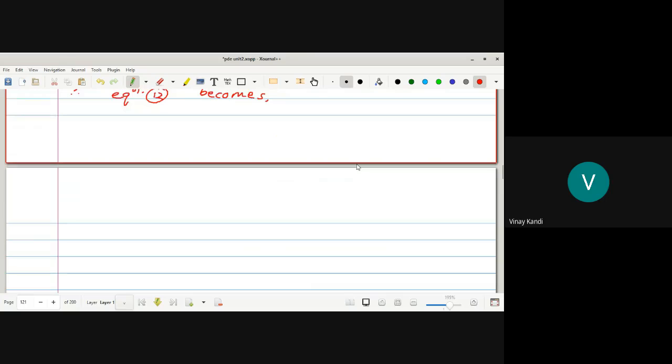Okay, so write down equation 12 becomes, consider the value of 1 upon 2 into the first part, u of x minus ct plus capital U of x plus ct.